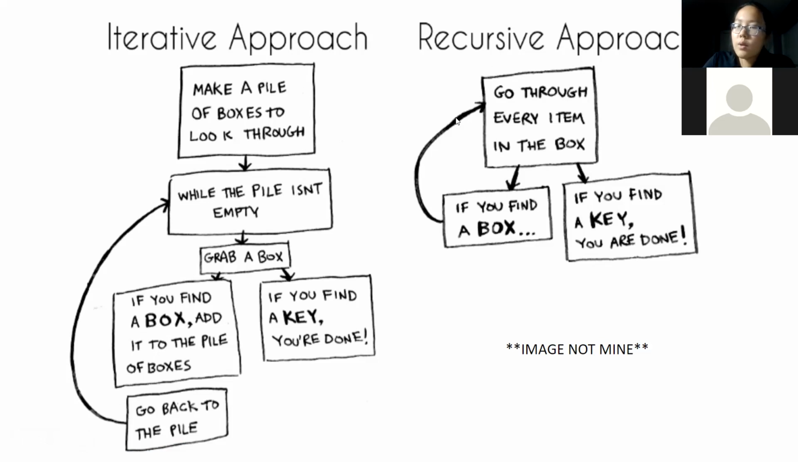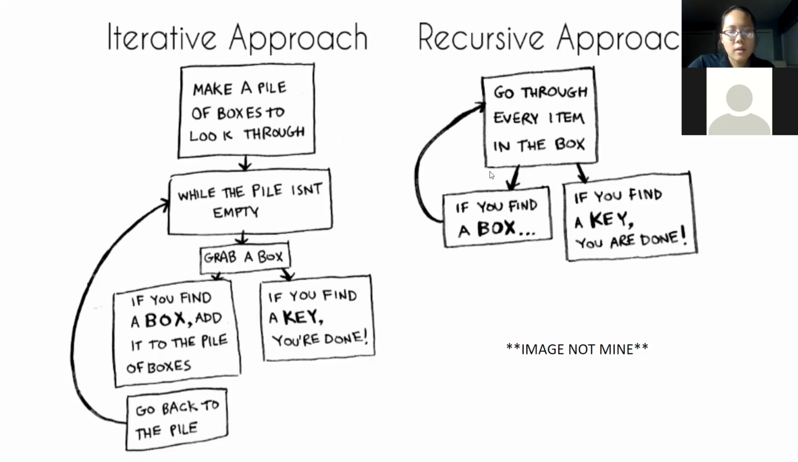On the other hand, with the recursive approach, we go through every item in the box, but then we automatically say, if you find a box, then you go back. If you find a key, then you're done. So you look at this, and the recursive approach is a lot simpler and more streamlined. There's not as many actions with it. So that's something you want to think about. It still does the same function, and it still has the loop part. It's just a lot simpler.